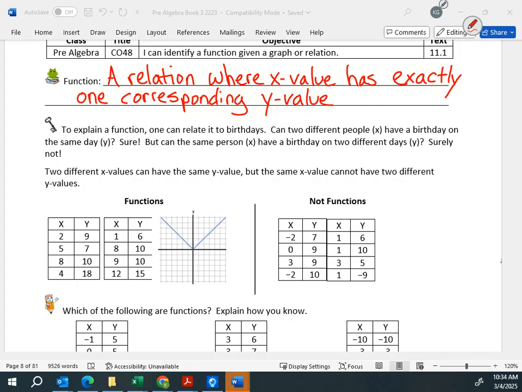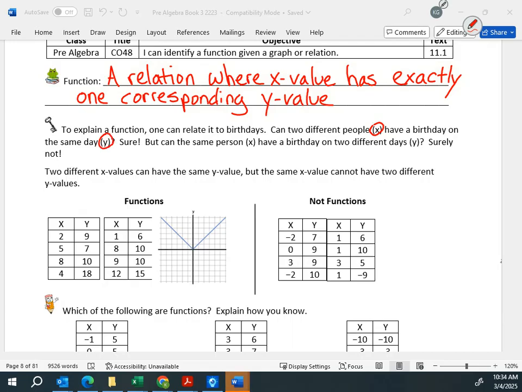So, to explain the function, we're going to use the idea of birthdays. Can two people, x, so let's say x is a person, can two different people, two different x's, have a birthday on the same day? And we have a perfect example of it in our room right now because David and I are birthday buddies. We share the same birthday. We are two different people, two different x's that can share the same birthday. So that birthday, the date is the y.